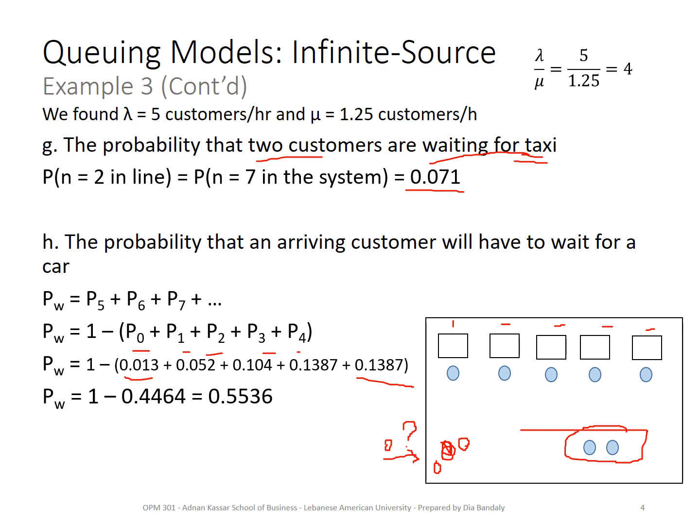So we will have almost 55% chance that we will have to wait. I hope that this problem was clear enough. It illustrates the use of the multiple server model, which is a widely used model for obvious reason, because most service systems have multiple servers.